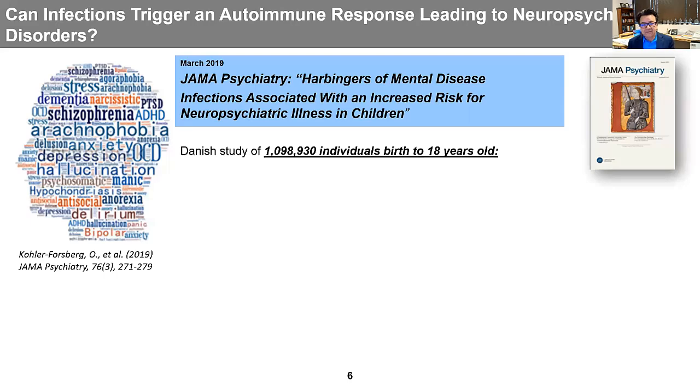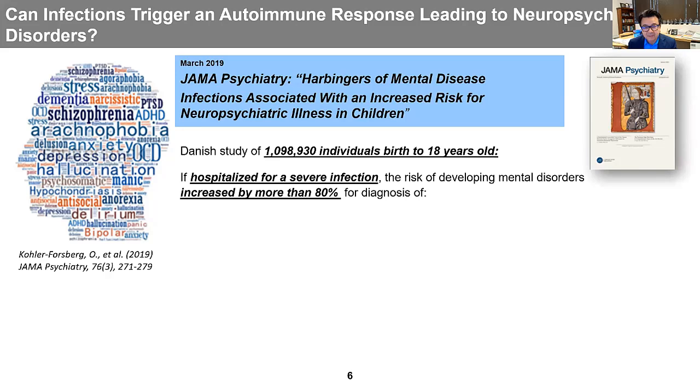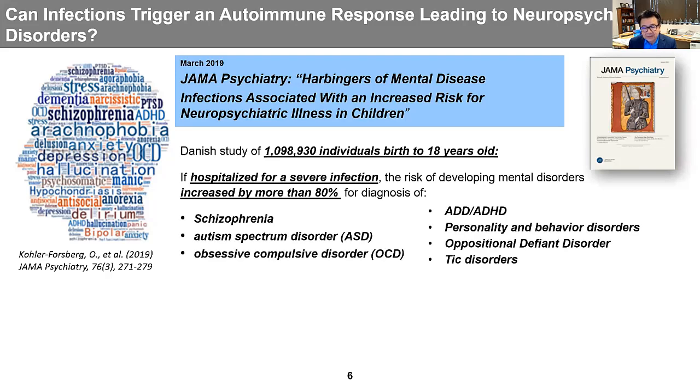So now we ask the question, can infections trigger an autoimmune response that leads to neuropsychiatric disorders? Well, here's one article that appeared in JAMA Psychiatry back in 2019. It chronicled a study in Denmark of over 1 million individuals who were followed from birth to age 18. In this study, they found that if a person was hospitalized for a severe infection, the risk of developing certain types of mental disorders increased by more than 80%. These included schizophrenia, autism, OCD, ADD, ADHD, personality and behavioral disorder, oppositional defiant disorders, tic disorders, and several others.